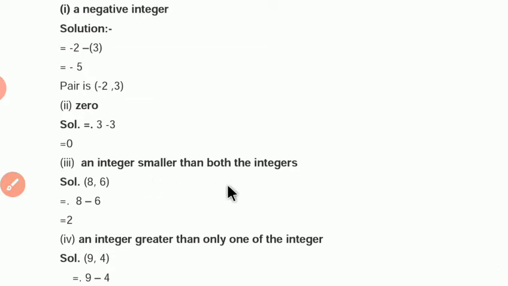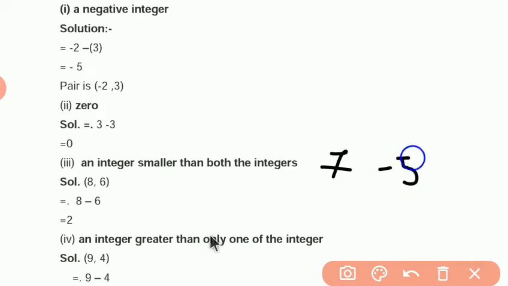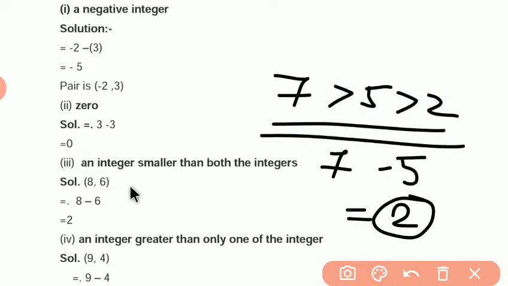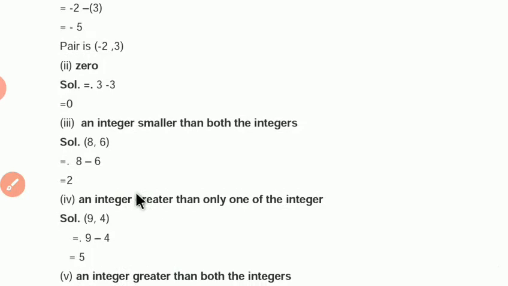Or you can take 7 and 5. 7 minus 5 is 2, and 2 is smaller than both 7 and 5. These are not the fixed answers. You can use any number as you want, but the condition should be satisfied.